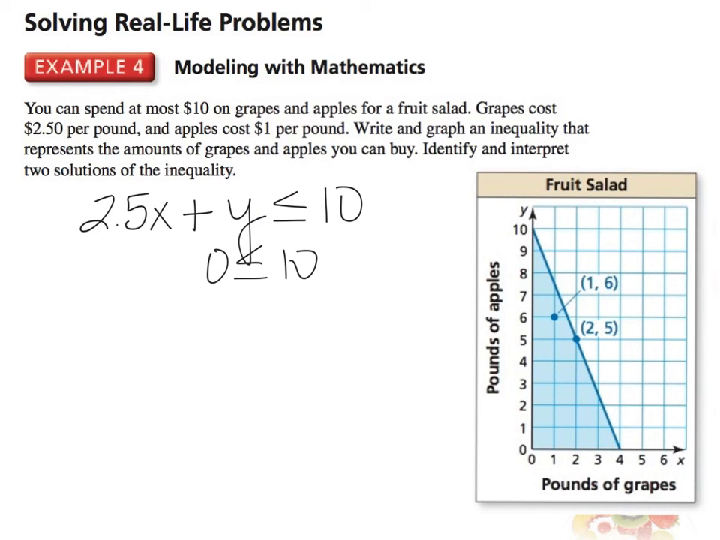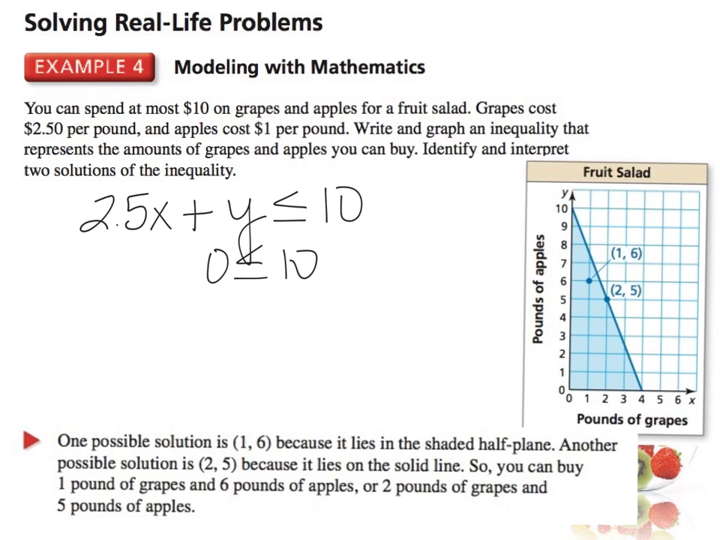So now it says to identify and interpret two solutions. So one solution could be 2, 5, because it's on the solid line. And 1, 6 is the other solution. So one possible solution is 1, 6, because it's shaded in the half plane, another is 2, 5. If I interpret it, that means I can buy 1 pound of grapes and 6 pounds of apples, or 2 pounds of grapes and 5 pounds of apples.